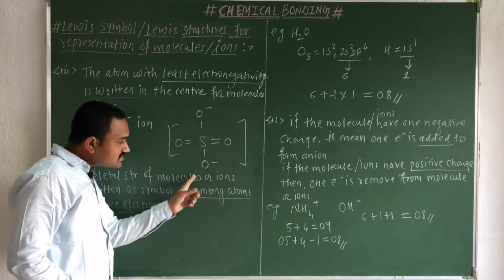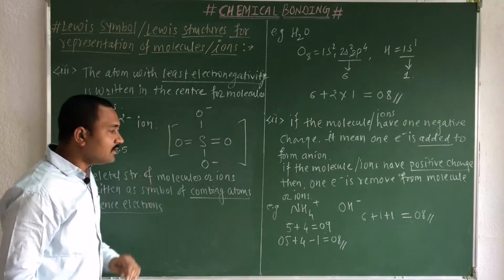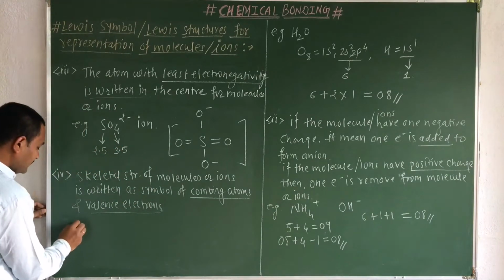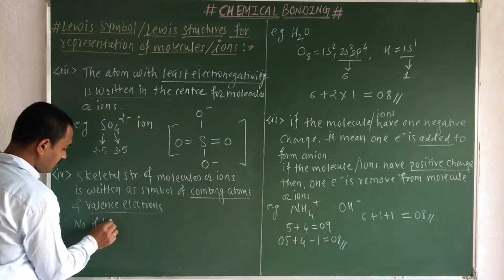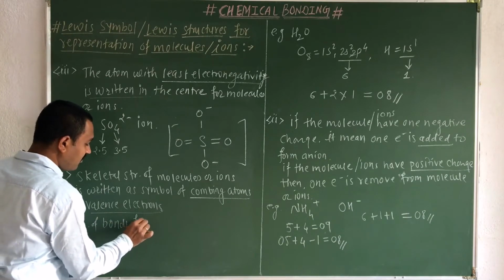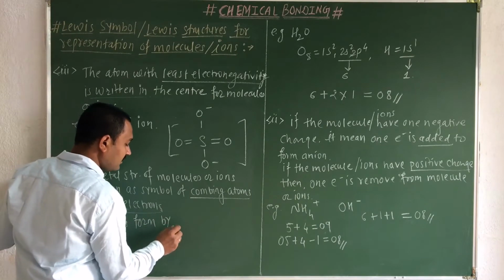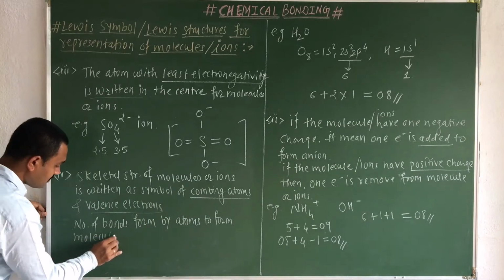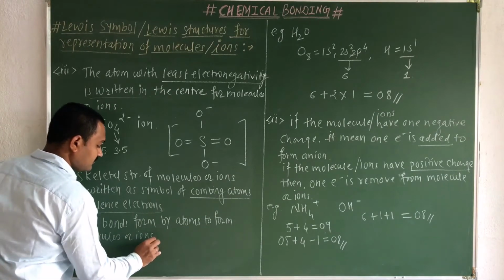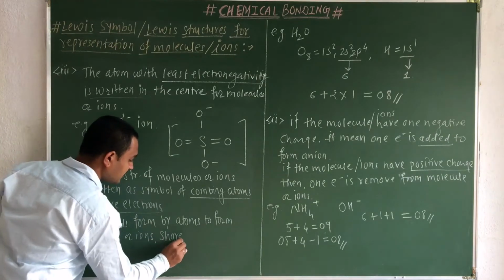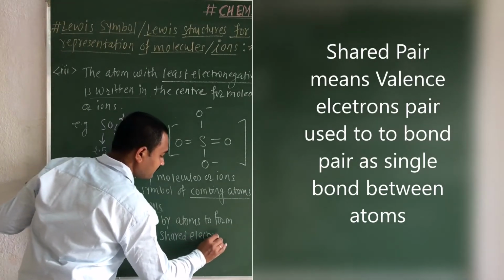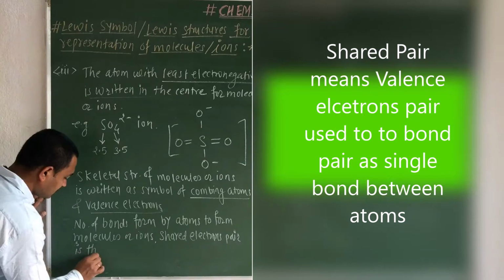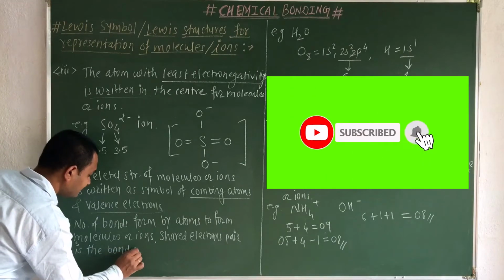Now here I have just written the skeletal structure of that particular ion. I have not mentioned the valence electrons. Along with the skeletal structure, we show the number of bonds formed by atoms to form the molecule or ions. Okay, we know that whenever an electron pair is shared, it is a bond formed by that atom.